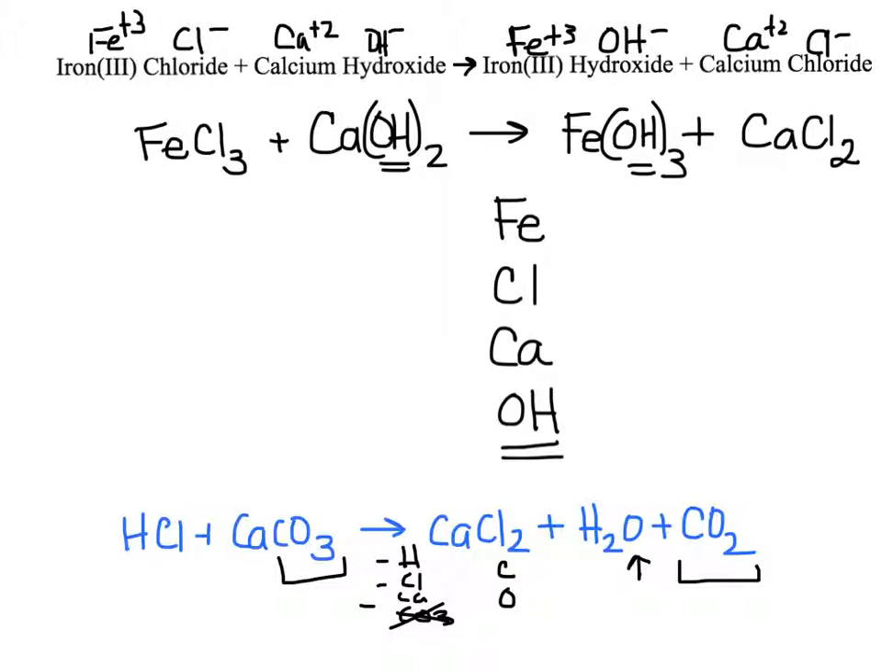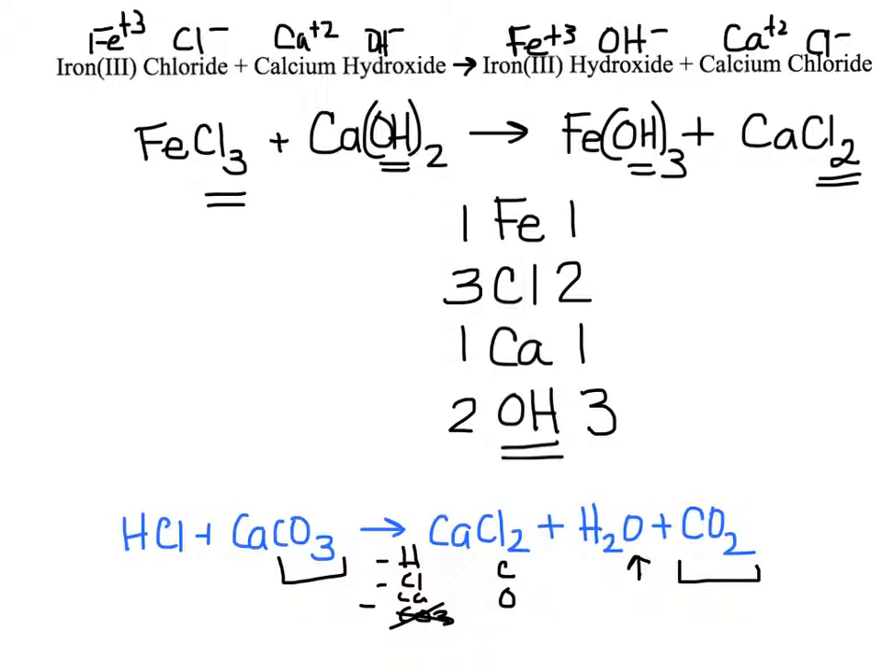So going in, we have 1 iron, 3 chlorines, 1 calcium, 2 hydroxides. On the right, we have 1 iron, 3 hydroxides, 1 calcium, and 2 chlorines. All right, so in this situation, there's no way, if we look at our chlorines, to change 2 chlorines into 3 chlorines. But we're not going to do what we did with the combustion problem. In this case, what we can do is we can find a least common denominator.